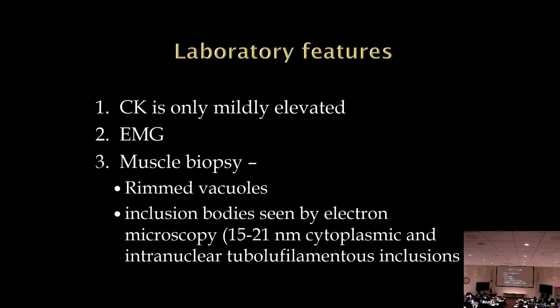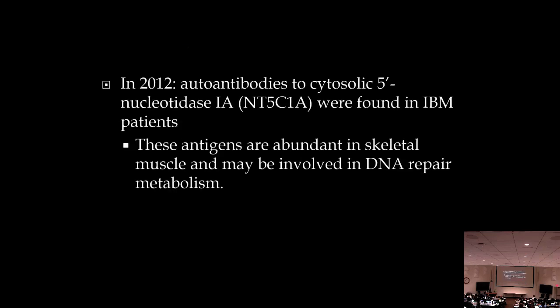So we find rim vacuoles, okay, and you see these inclusion bodies. That's why it's called inclusion body myositis. And so these are quite specific. You want to do electron microscopy, and you can prove that these are 15 to 21 nanometer cytoplasmic and intranuclear tubulofilamentous inclusions. Okay, I'm sorry, I didn't come up with all the wording there, but that's what you want to identify when you do electron microscopy.